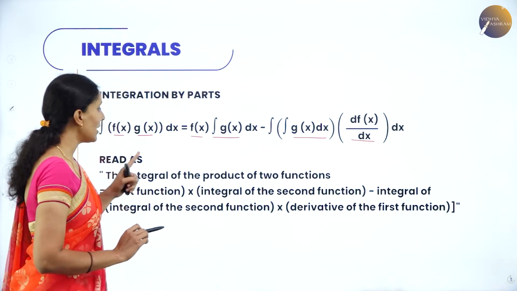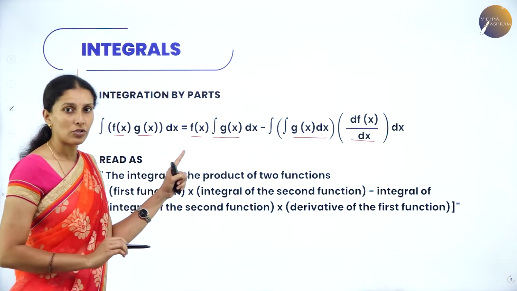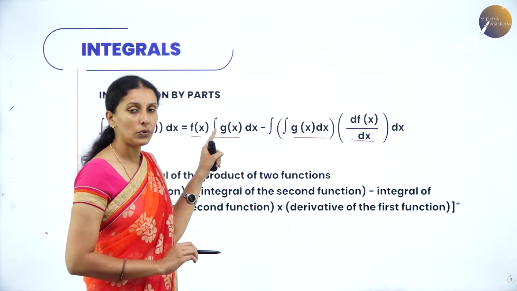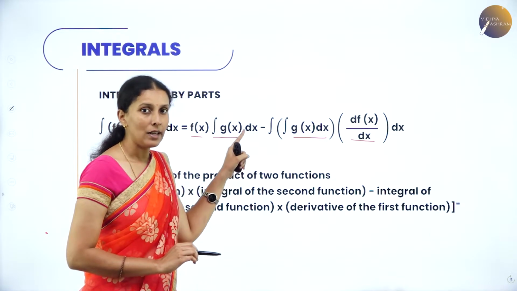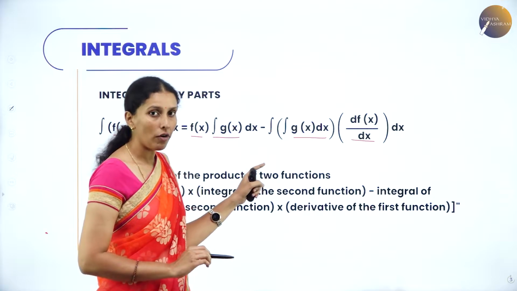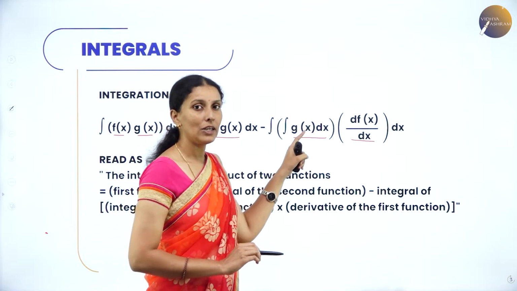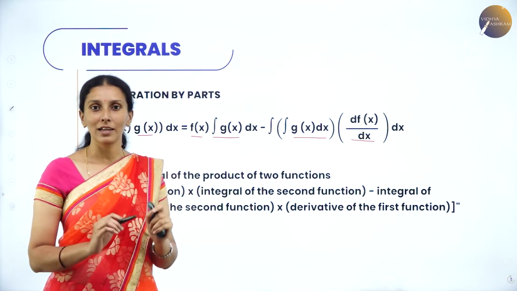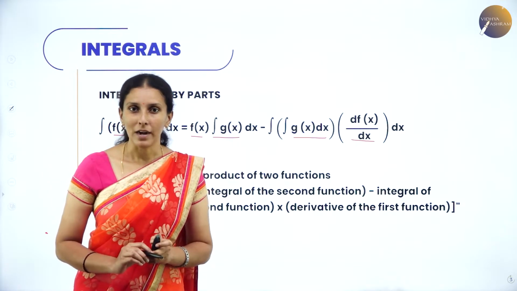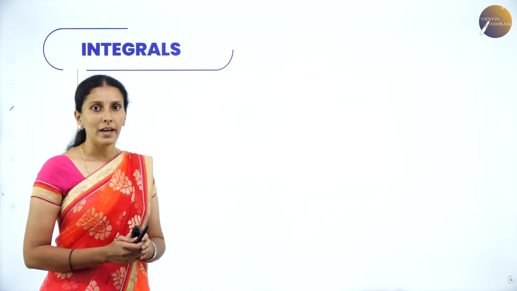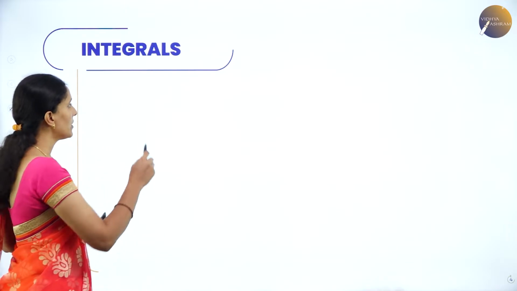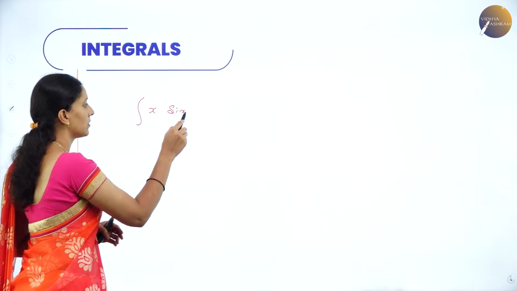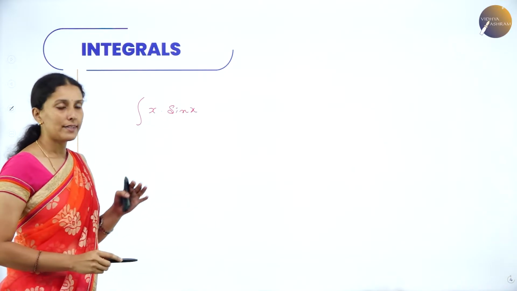So how we will remember it: integration of the two functions in terms of product is nothing but first function into integration of the second, minus integration of the second into derivative of the first function. So this is called integration by parts. Now sometimes what happens, suppose we have x into sin x. So x into sin x.